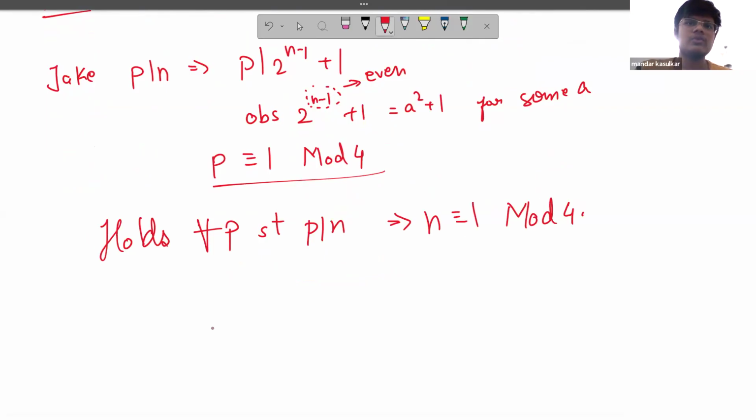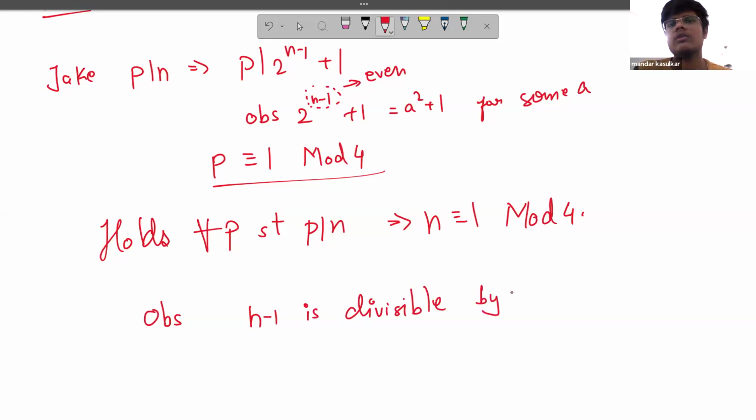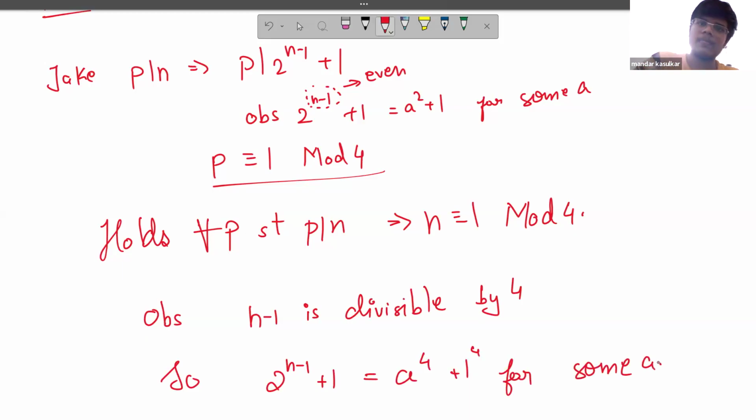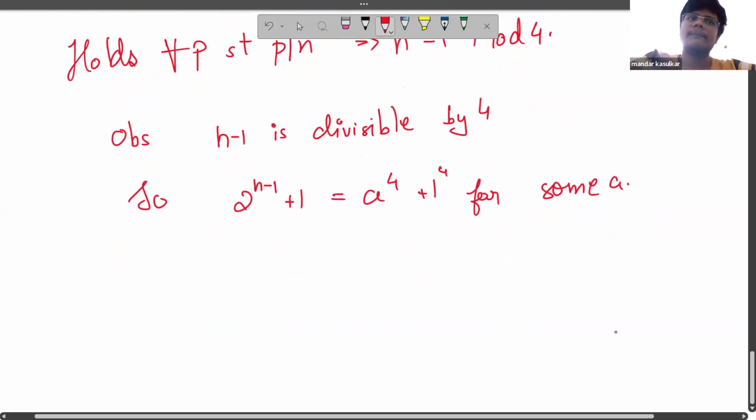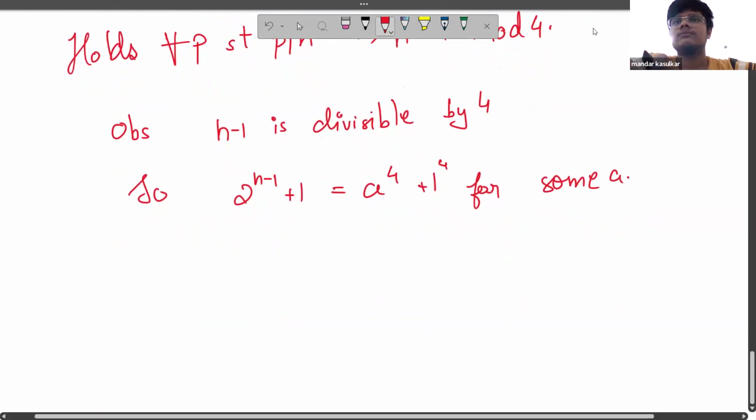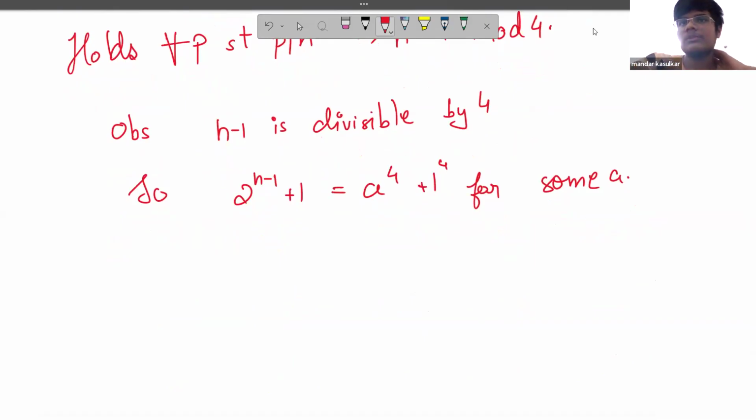But as n is 1 mod 4, observe that n minus 1 is divisible by 4. So 2 raised to the power n minus 1 plus 1 is equal to a raised to the power 4 plus 1 for some a. I suppose this is also clear. Wait, if I'm going too fast or something, you can tell me. I will recap something if you want.